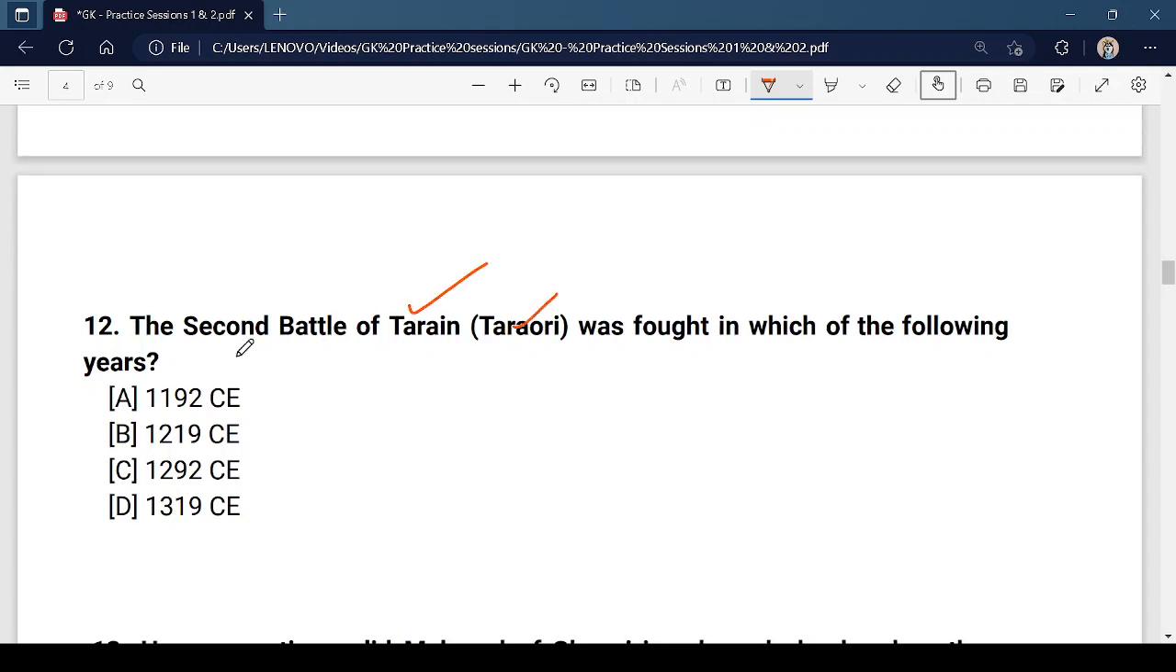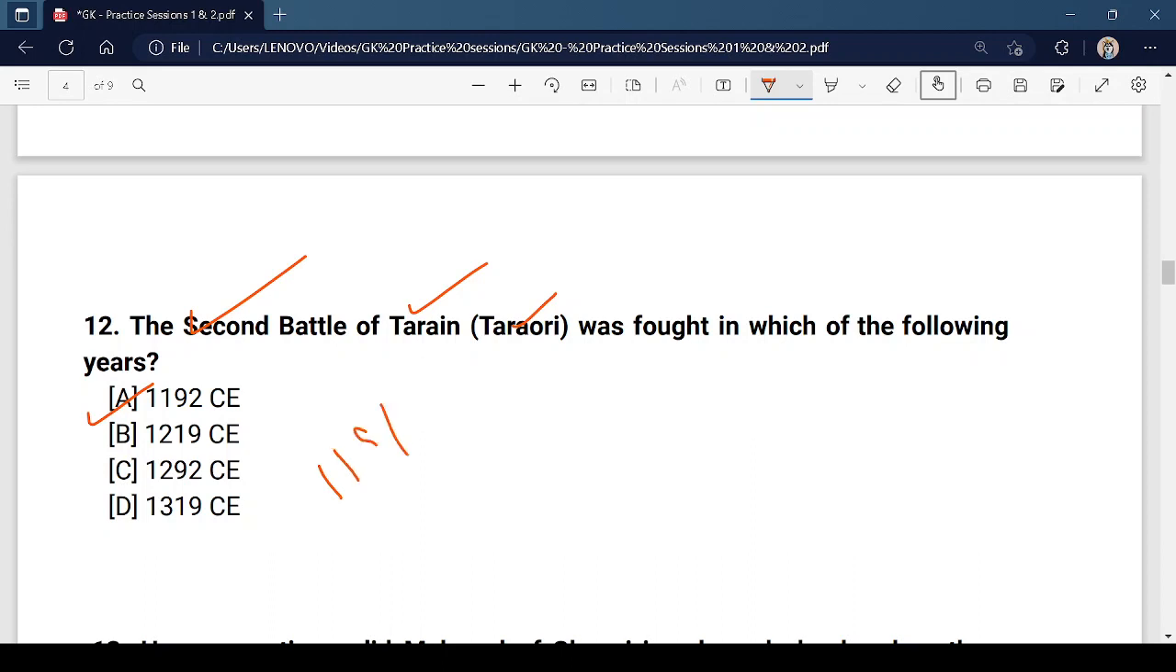a very important question. You might have heard about the first battle of Terrain and the second battle of Terrain, between Prithviraj Chauhan and Muhammad Ghori. This second battle of Terrain was fought in 1192. But first, before going to the second battle, the first battle of Terrain was fought in 1191.